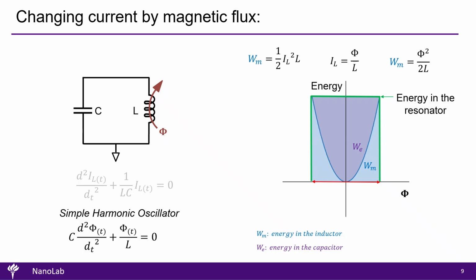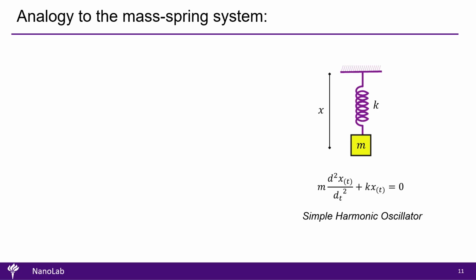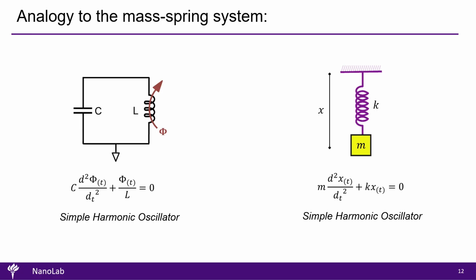Our next step toward deriving the Hamiltonian of the LC resonator is to use an analogy with another simple harmonic oscillator, the mass spring system. The equation of motion for a mass attached to a spring is shown here, where m is the mass, x is its position, and k is the spring constant. Comparing the two systems side by side, we observe the following equivalencies. The magnetic flux phi corresponds to the position x, the capacitance C corresponds to the mass m, and 1 over the inductance L corresponds to the spring constant k.